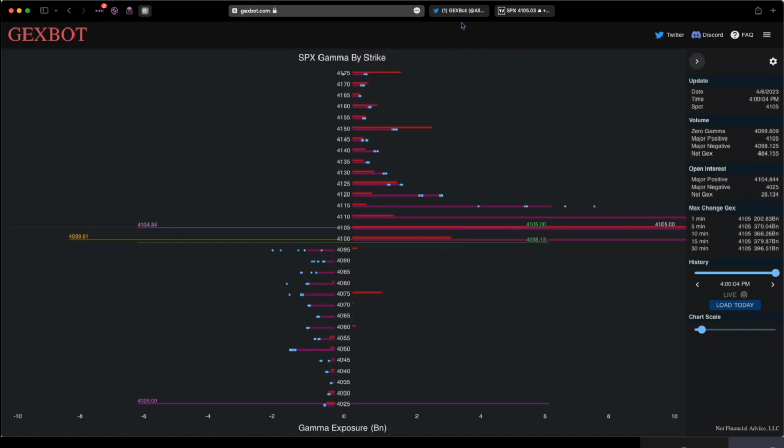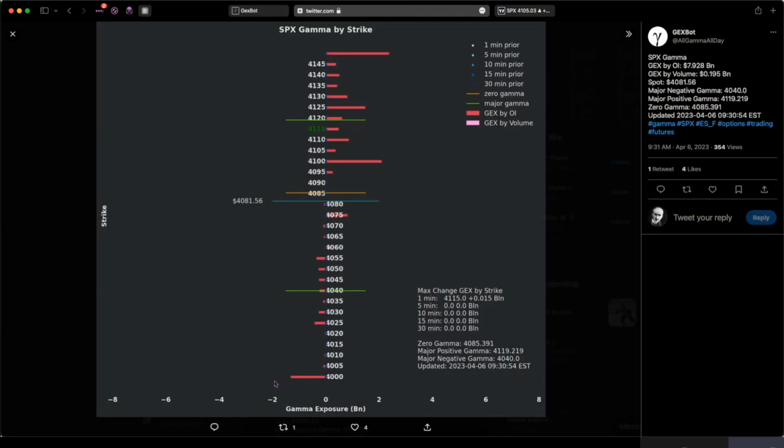In any case, let's move on to Friday, and then maybe I can rack your brain as to how you would read all these different cases. I'm just going to start with this image, and this is GEXBOT off the open, posted at 9:31 in the morning. What are you looking at here? How would you analyze it? What's the first thing that you think when you see this?